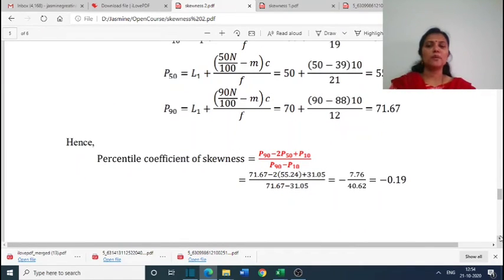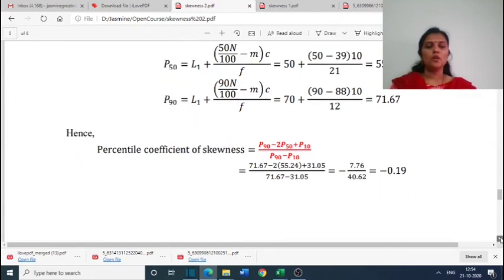Hence percentile coefficient of skewness is equal to P90 minus 2 P50 plus P10 divided by P90 minus P10, which is equal to 71.67 minus 2 into 55.24 plus 31.05 divided by 71.67 minus 31.05, which is equal to minus 7.76 by 40.62, which is equal to minus 0.19.